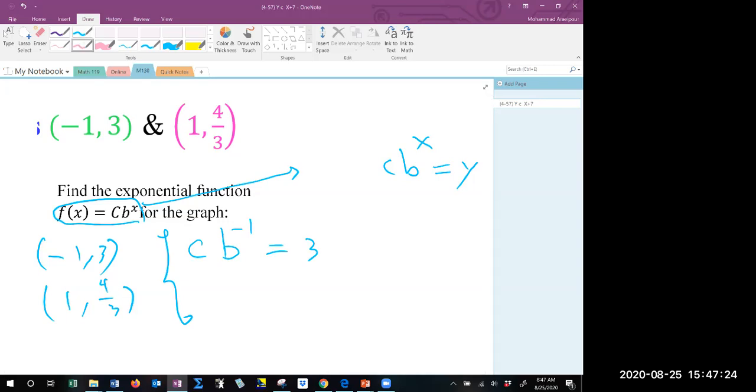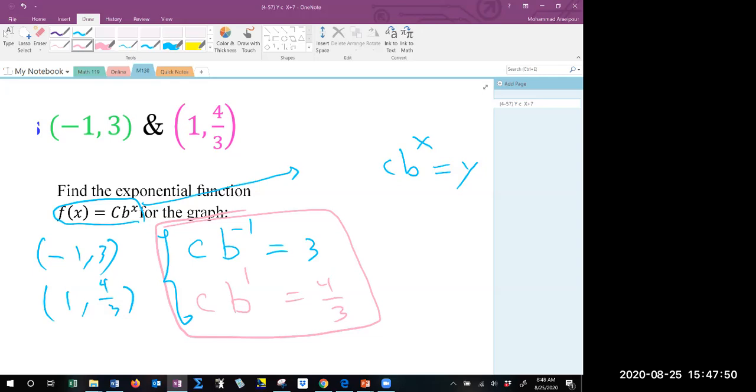Look at the next one. C is missing, B is missing, x is 1, and the answer is 4/3. So what I want you to see is this: you are solving this system of equations. It's called a nonlinear system of equations. Is everybody following that? I hope this is helpful.